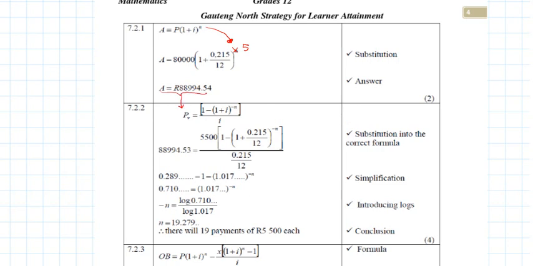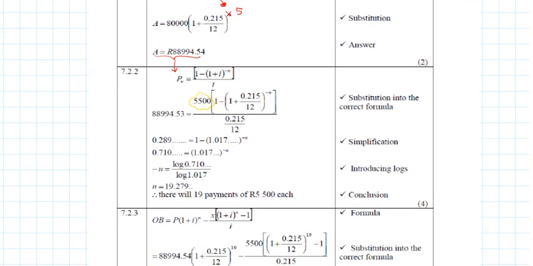And what was the question in the second one? It asks for n, the number of payments. So n was missing. We know the regular payment. It says he will pay 5,500, and you will get n. n will have some decimals, like in this case we have 19.28. So that will be 20 payments. So you must make 20 payments.